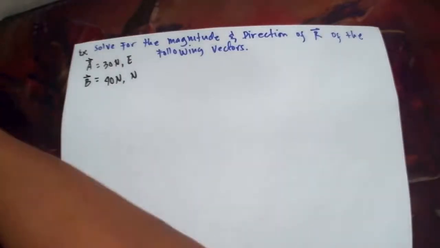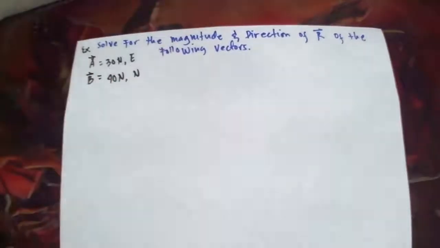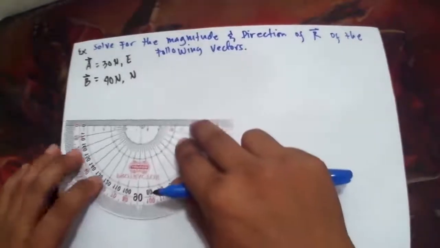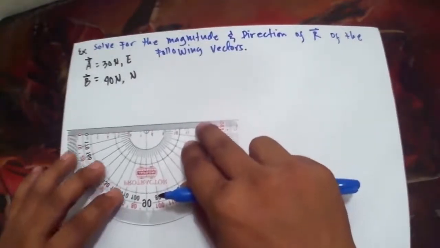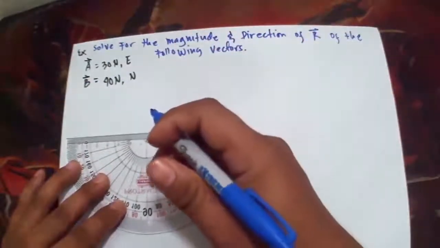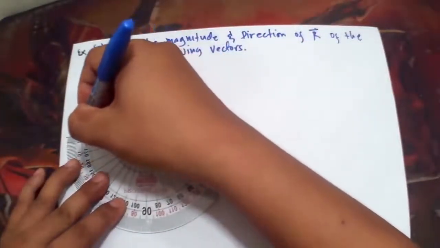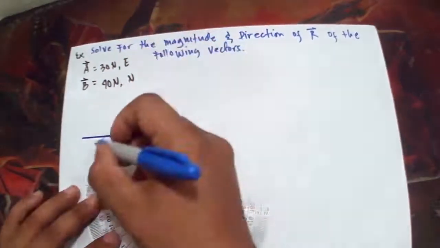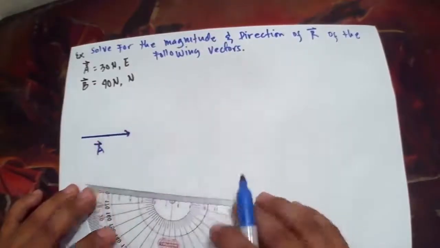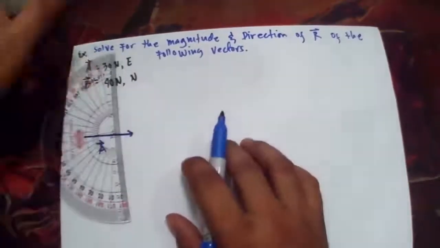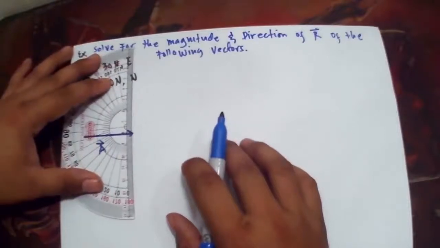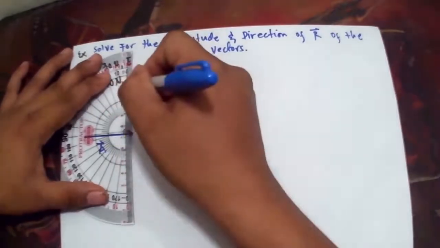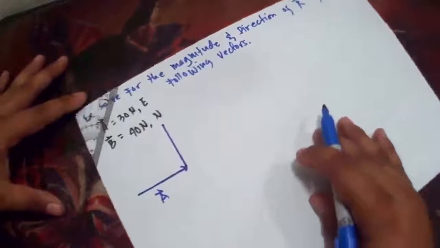But let's just be more realistic. So for example, we have here a value of vector A that's going to east. So let's try to plot our vector here. This is going to east, that's 30. So I just have to draw my vector here. Assuming that this is my vector A, and my vector B is 40 newtons going north. So from this one, we'll draw my vector B going upward, something like that.